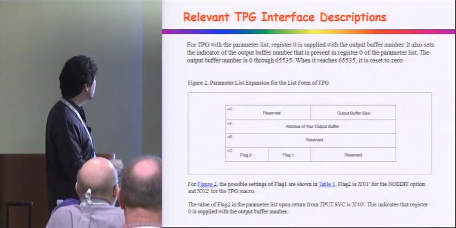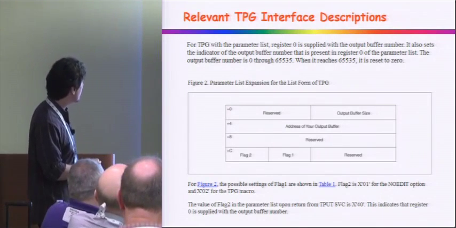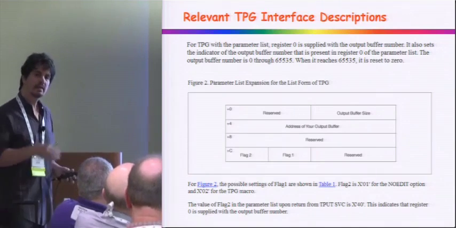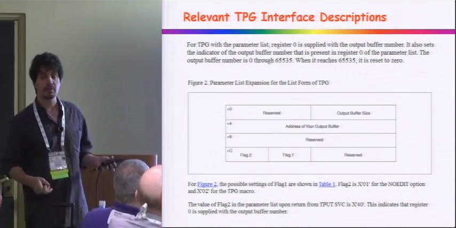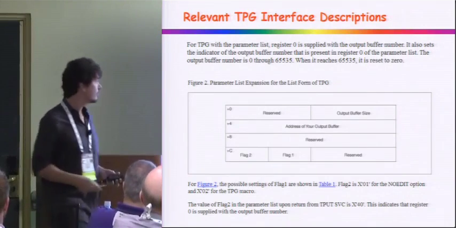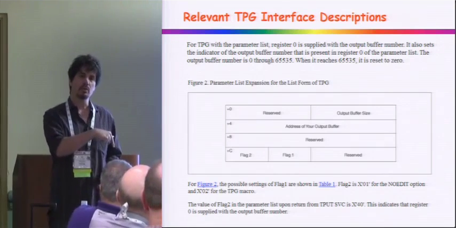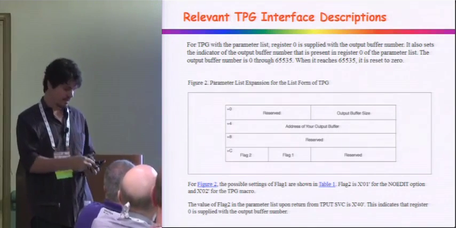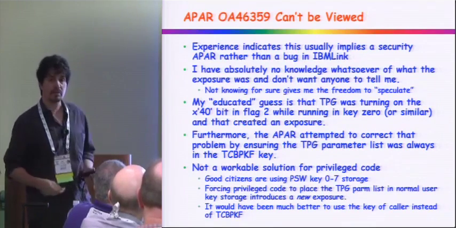This is the parameter list that TPG uses, and there's a little line in there that says, oh, by the way, we set this indicator in the TPG parameter list to let you know that register 0 contains an output buffer number. I didn't even know this was there, to be honest. So what that meant then, since this was really old, is that they changed the way they write to this thing, so then I wanted to look it up and find the APAR, but it couldn't be viewed.